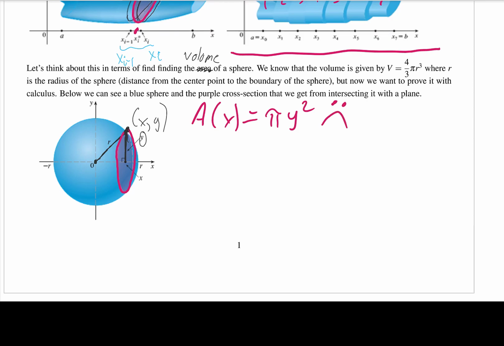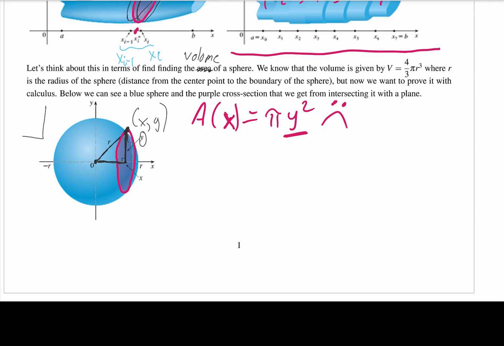Sad face. The reason I put a sad face here is because we want an A of x function, but our variable here is y. So what we need to do to this is we need to find some way to substitute out this y and bring in something where our only variable is x. And here's how we're going to do that. We can make a triangle right here.